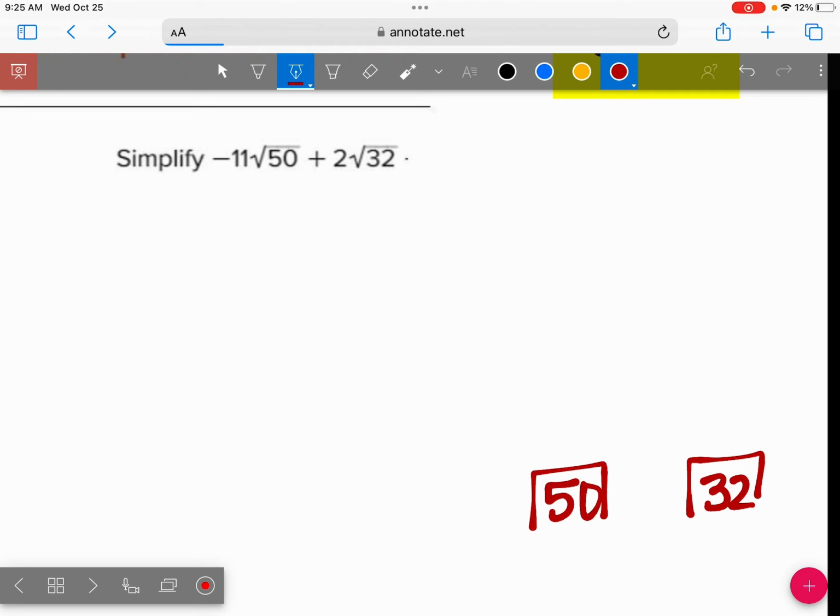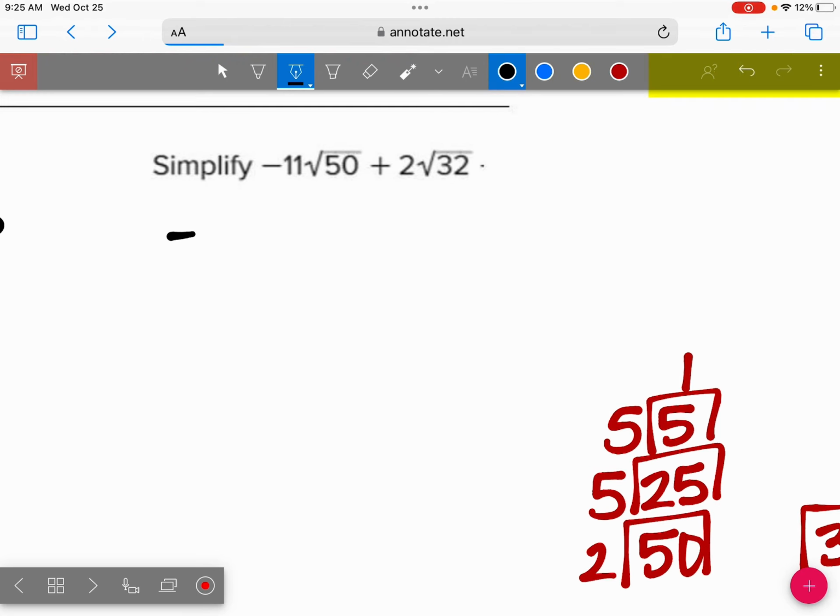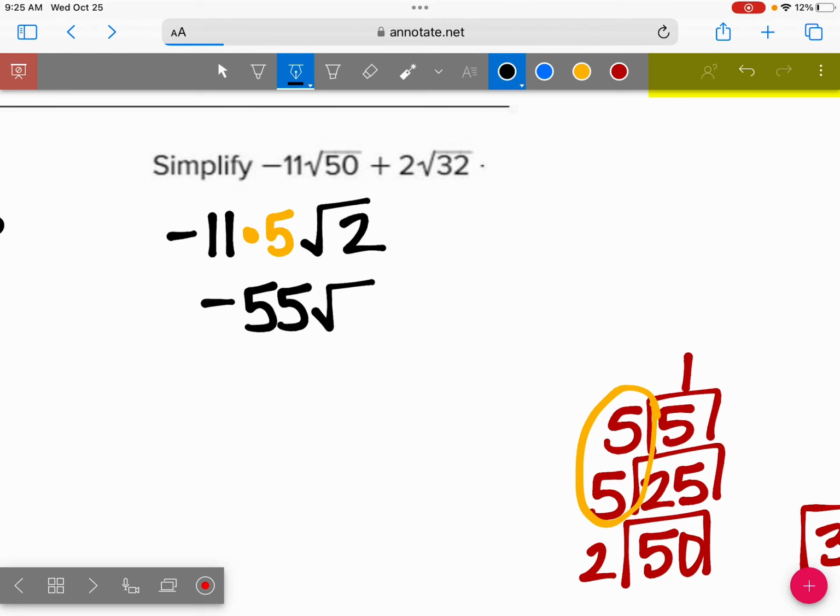3 layers? Okay. So 2 goes into 50 25 times. 5 goes into 25 5 times. All right, so what I have here is I already had a negative 11 on the outside. But I'm adding to that a pair of 5. So that'll be negative 11 times 5. And then the square root of 2. So that becomes negative 55 root 2.